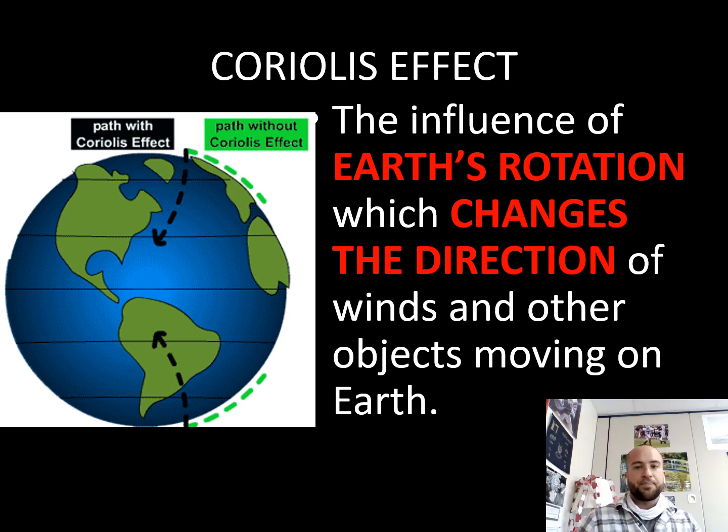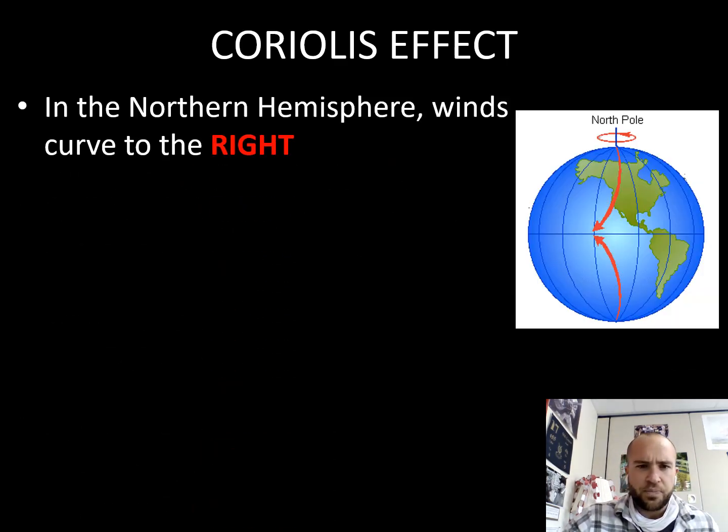So the Coriolis effect, that's the influence of Earth's rotation. We know that the Earth is constantly spinning. It spins once a day, in case you were wondering. Call it a day. Get it? Okay. The spinning influences our wind. And you notice here on the drawing that our winds do not move in a perfectly straight line because the Earth is constantly spinning. So the influence of Earth's rotation changes the direction of winds and other objects moving on Earth. The video above does a phenomenal job of explaining that. So in the northern hemisphere, winds curve to the right.